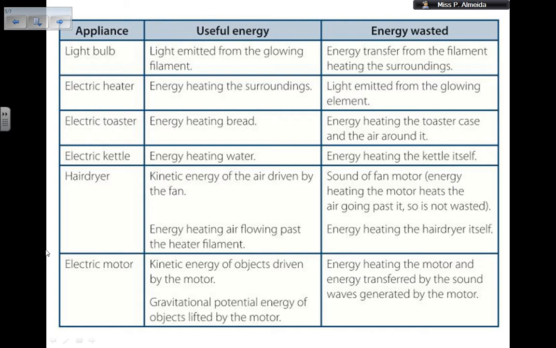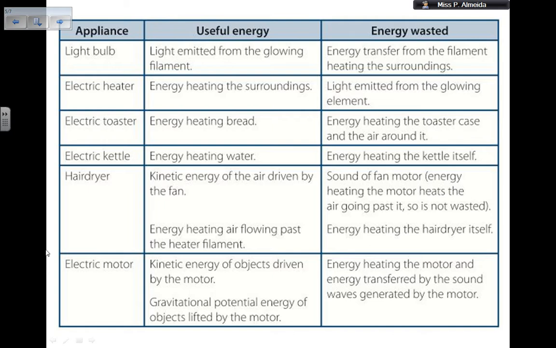A kettle, I want energy to heat up the water, but some energy is heating the kettle itself, so again it is wasted. The hair dryer, I want kinetic energy, okay, and I want energy heating the airflow as well, but I get sound, which is what the device is not made for, so it's wasted energy, okay. Also the hair dryer gets hot itself, so I have some energy wasted as heat. Finally, an electric motor. I want kinetic energy to be my useful energy. I need some gravitational potential energy if I'm lifting an object, but I always get heat energy.